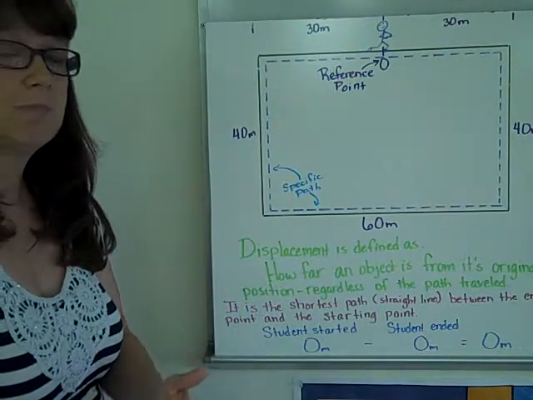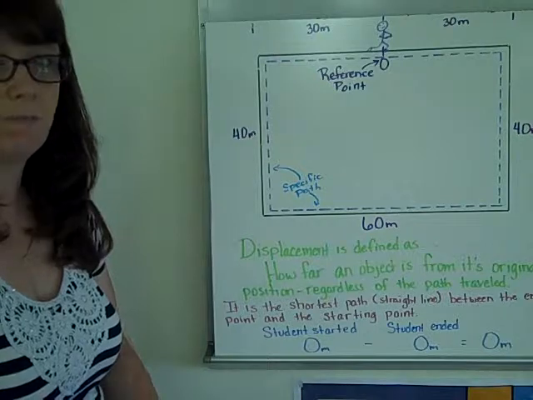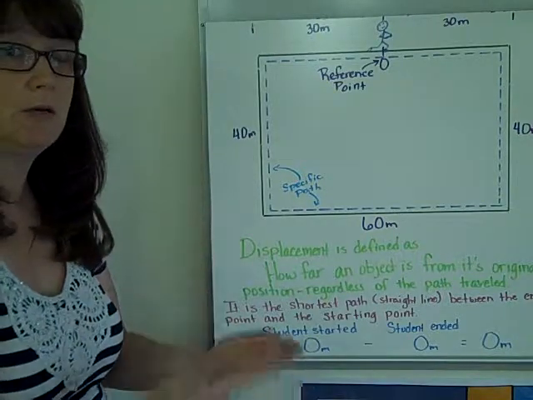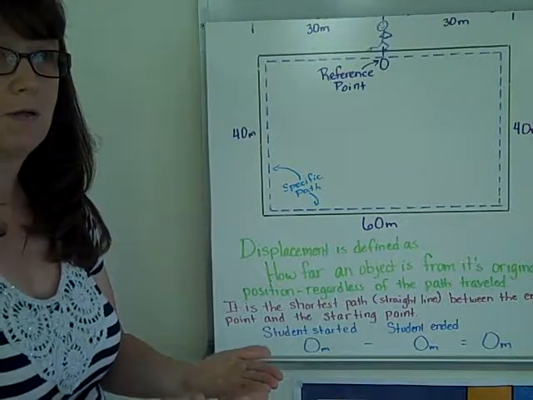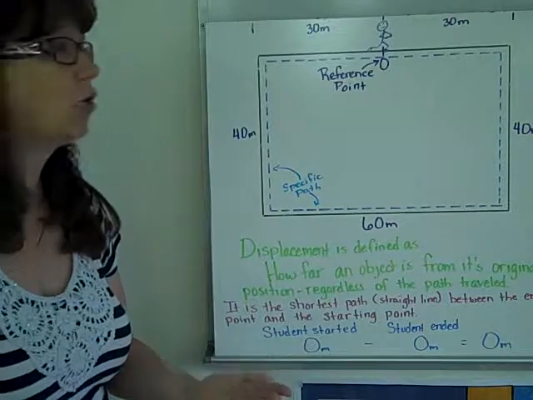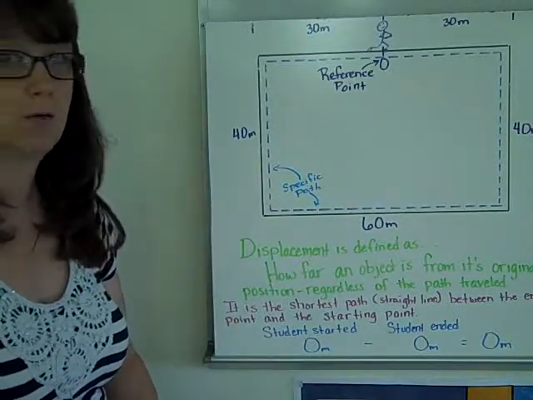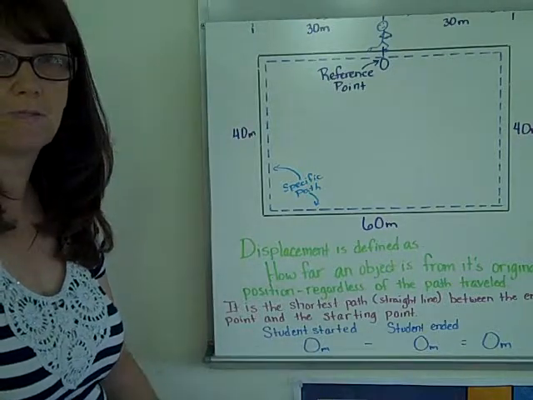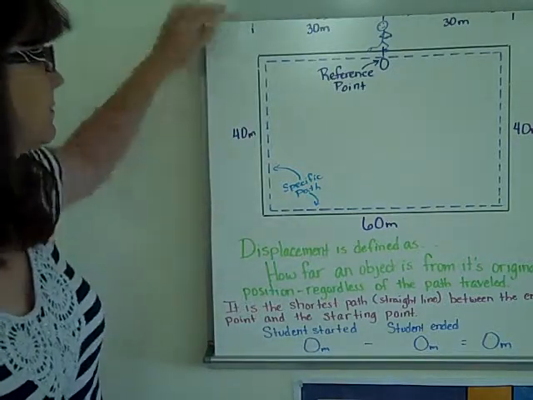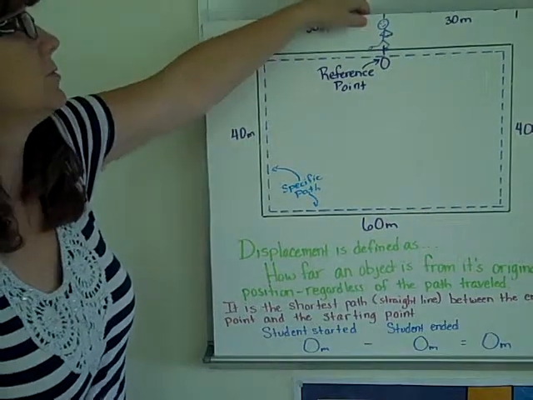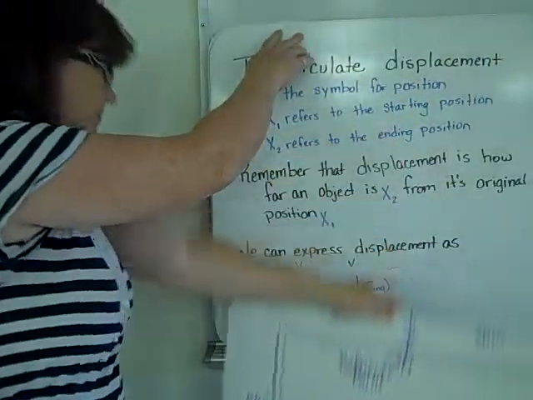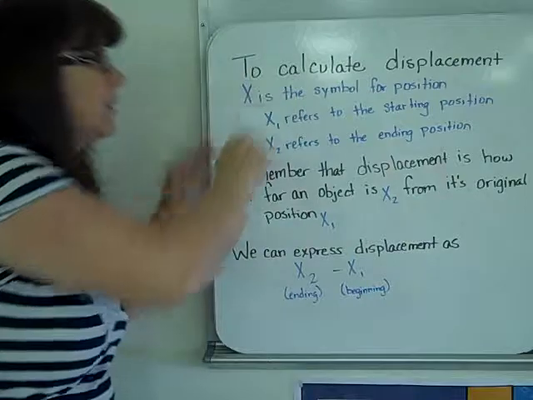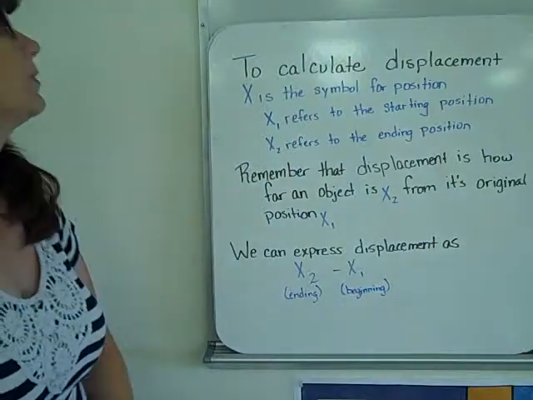Your amount of displacement would be 0 because you started in your bed and you ended in your bed. But you traveled a great distance all day long. That's the difference between the word distance and displacement. So let's look at how we would calculate displacement.